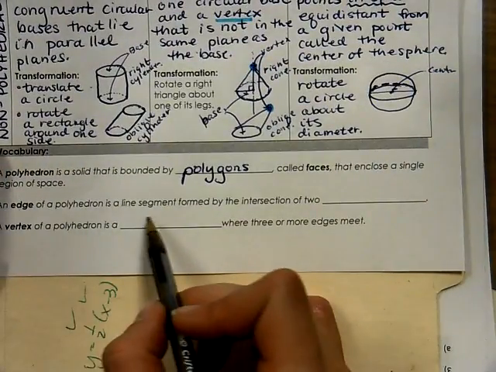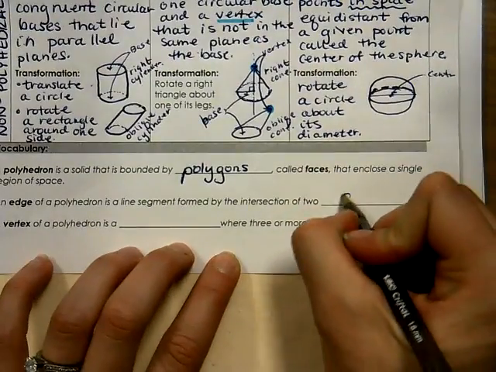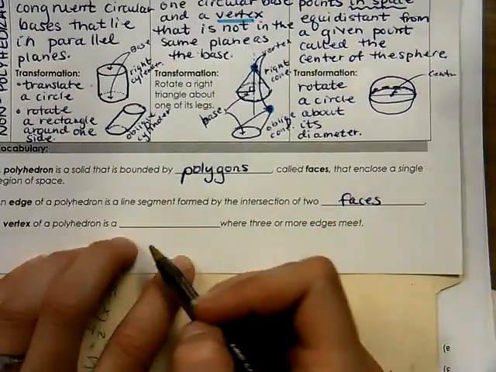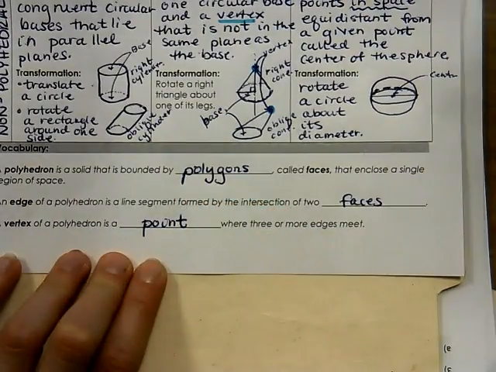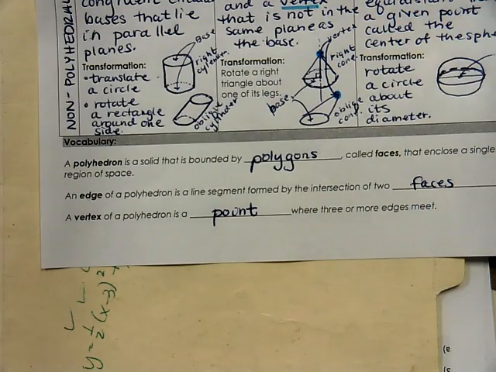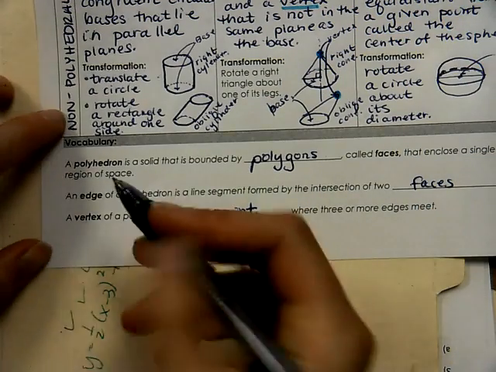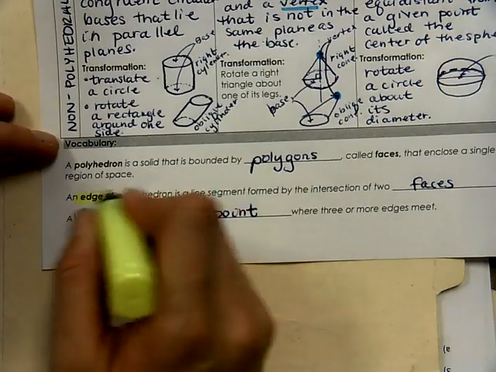All right, so a couple more vocab terms. An edge of a polyhedron is a line segment formed by the intersection of two faces. And a vertex of a polyhedron is a point where 3 or more edges meet. So I'm going to highlight these. What are colors I haven't used? I've got yellow and a green here. Okay, so vertex, I'll box it in green. Edge, I'll highlight in yellow.